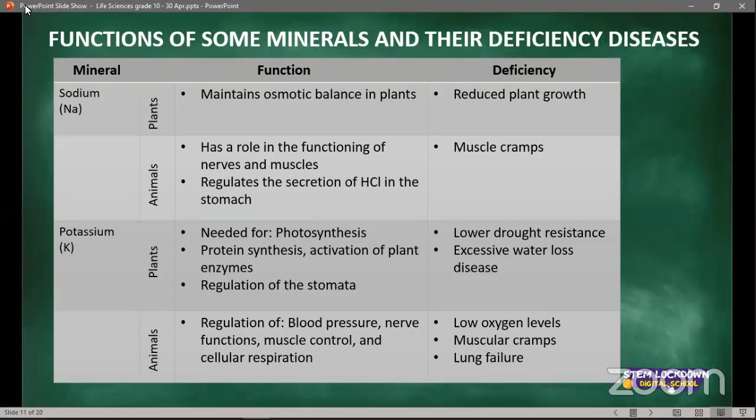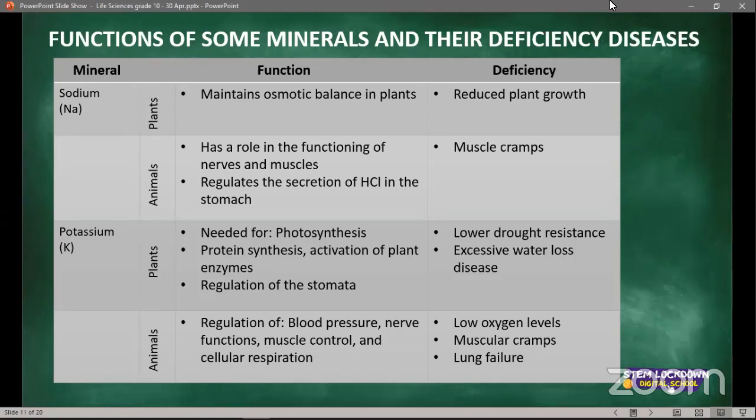Now, starting off with sodium, guys, this is important for your test and exam. You might be asked a question to give the deficiency sodium causes in plants, or to give the function of sodium in animals or any other minerals that we're going to cover. All right. Yes, animals include humans. So Carl is asking if animals include humans. They do include humans. We are animals.